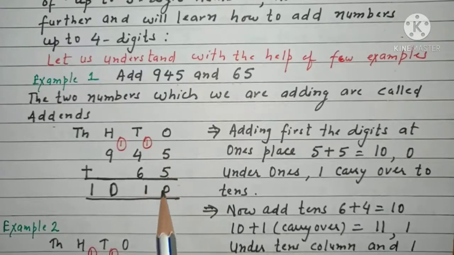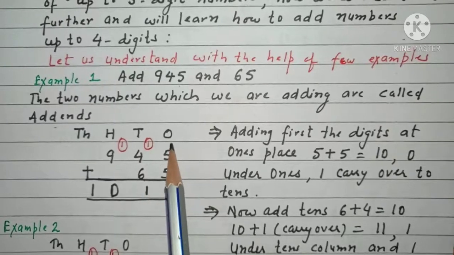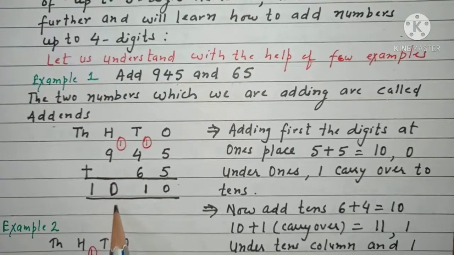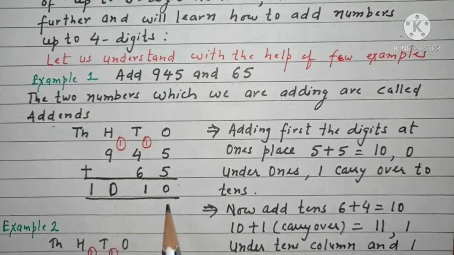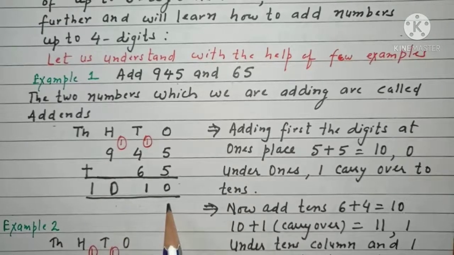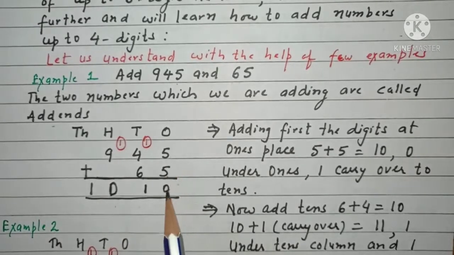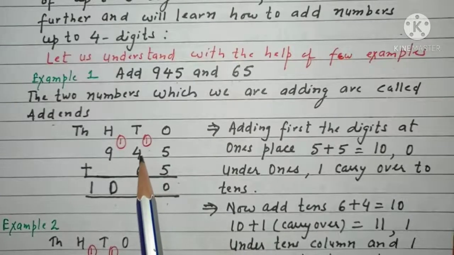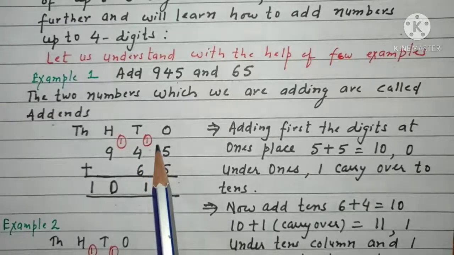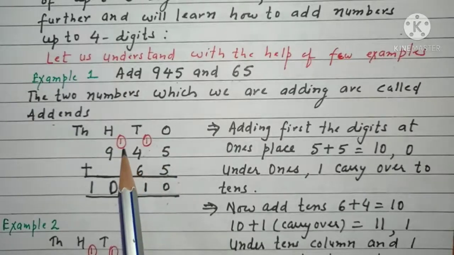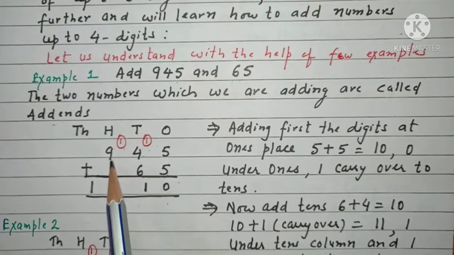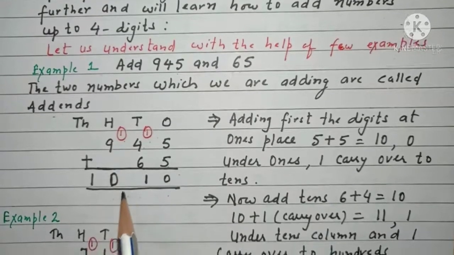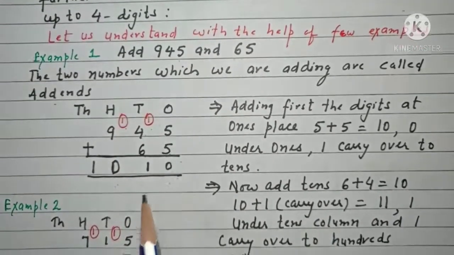So, we'll be adding them properly, like first the ones column, then the tens column, then the hundreds column, and then we will get the required answer. It is 5 plus 5 gives 10. So 0, 1 carry over, 6 plus 4, 10 plus 1, 11, 1 carry over at the hundreds place, 9 plus 1 is 10. So our answer is 1010.